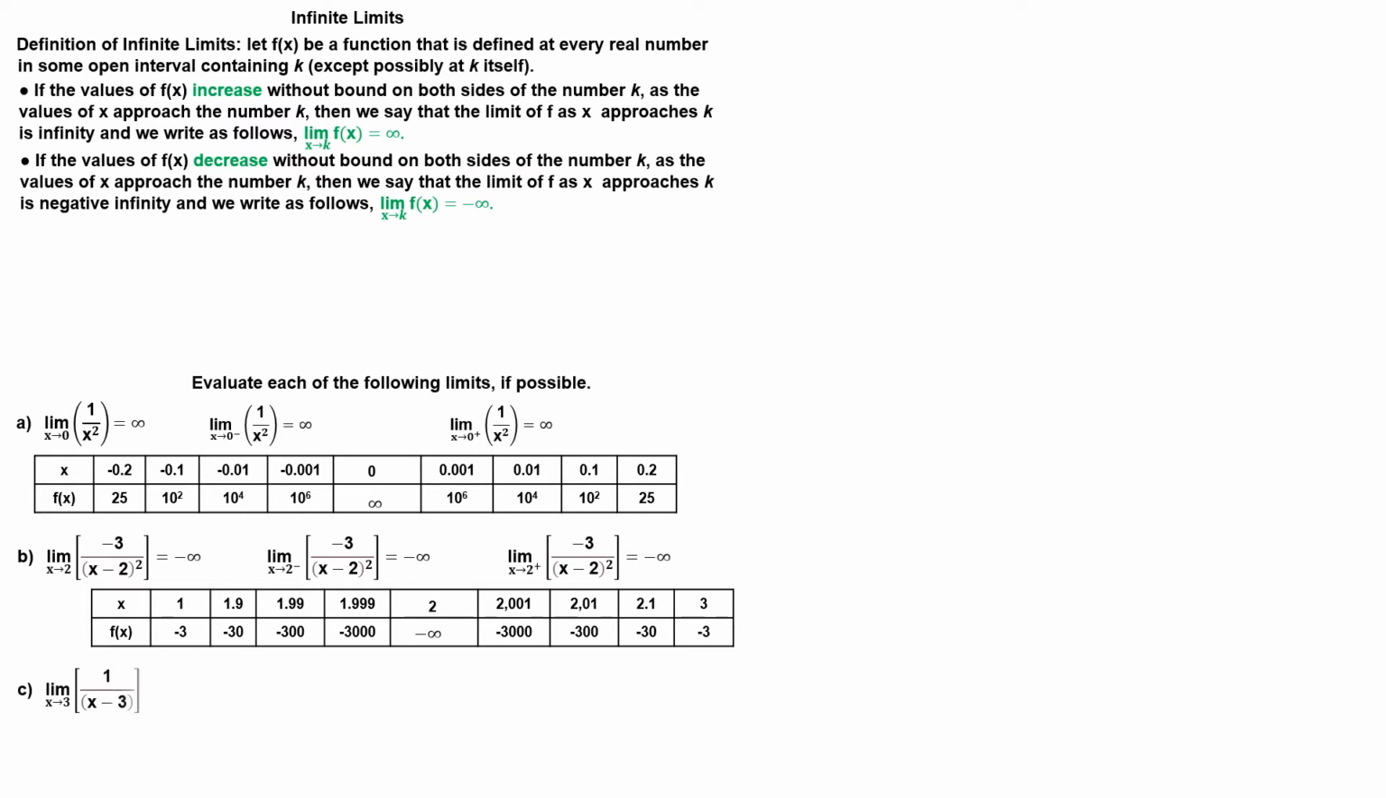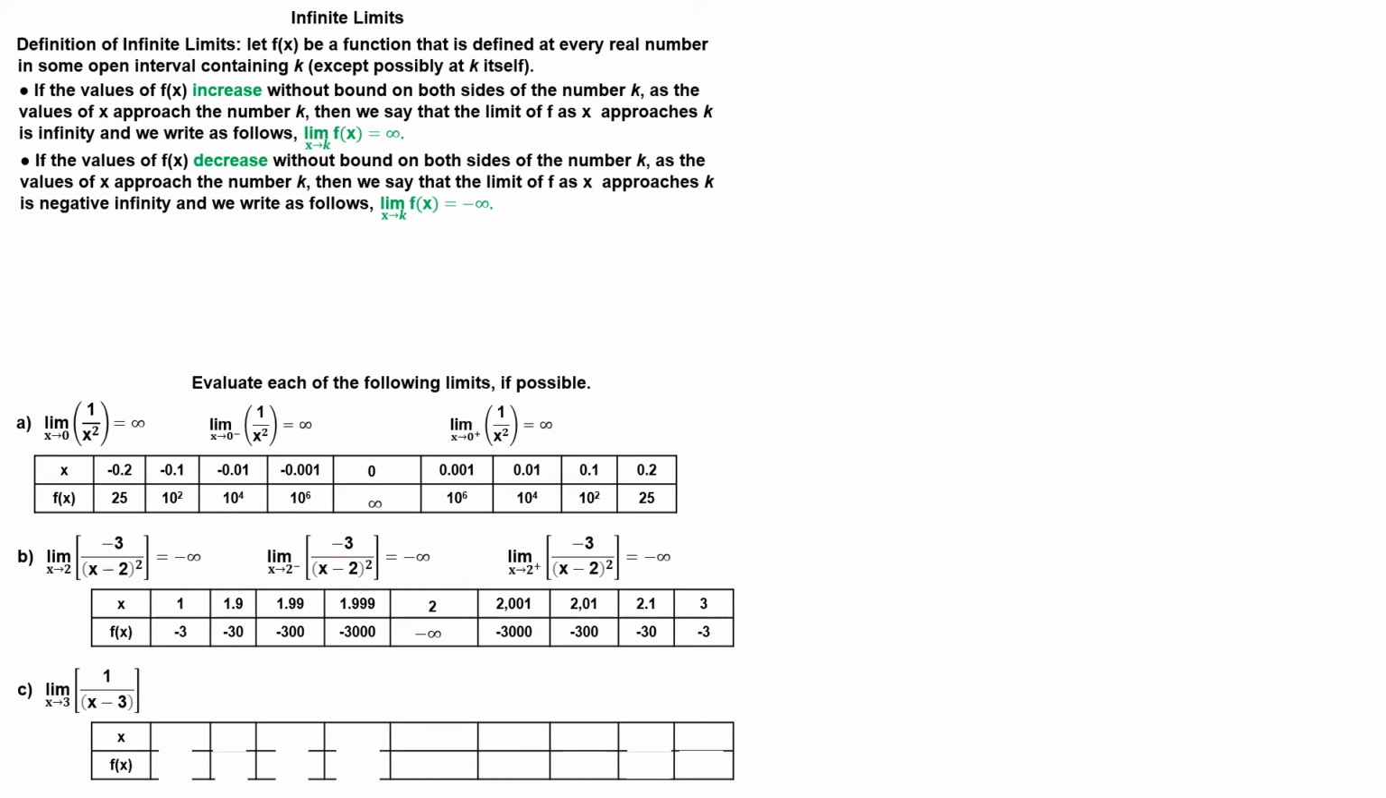Let's evaluate another limit. We begin by using a table of values to estimate the value of the limit. We can see that the values of the function decrease without bound as the values of x approach the number 3 from the left. Symbolically, we write the limit of f as x approaches 3 from the left is negative infinity. In the same way, we can see that the values of the function increase without bound as the values of x approach the number 3 from the right. Symbolically, we write the limit of f as x approaches 3 from the right is positive infinity.